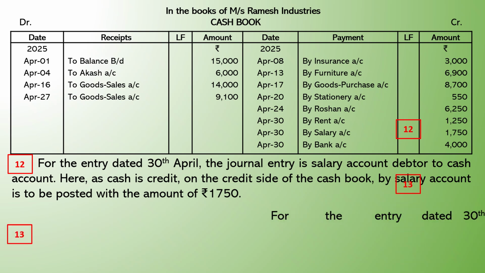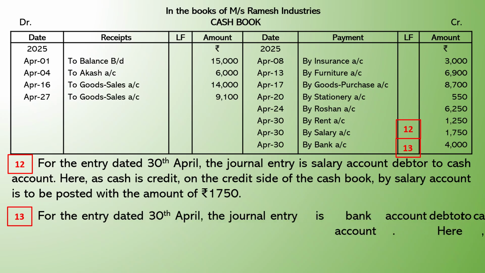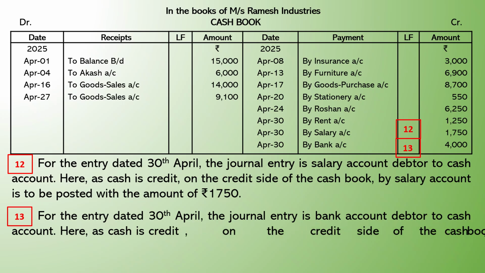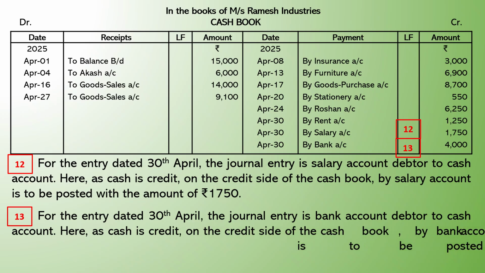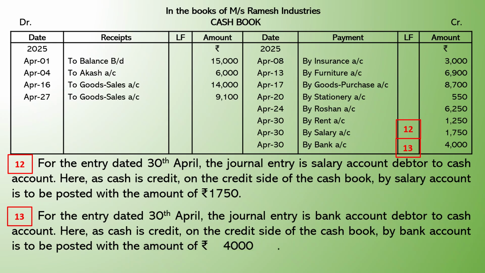13. For the entry dated 30th April, the journal entry is bank account debtor to cash account. Here, as cash is credit, on the credit side of the cash book, by bank account is to be posted with the amount of 4000 rupees.